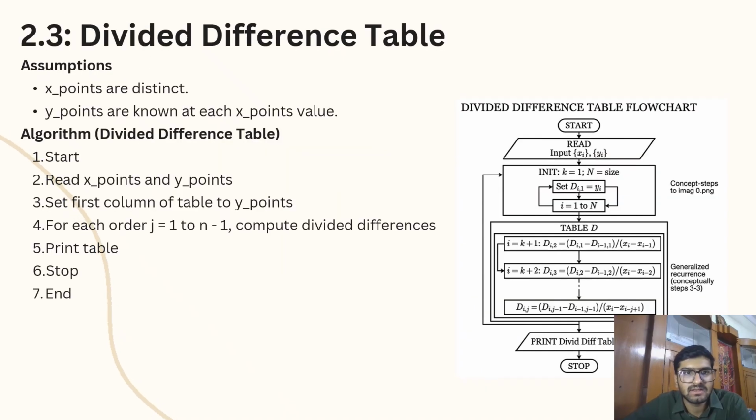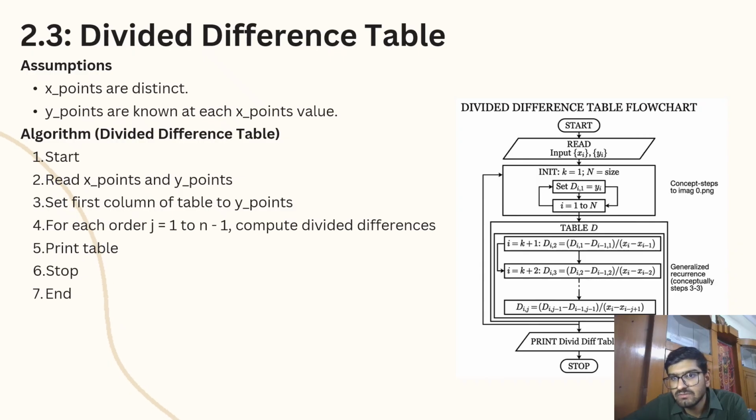The next, third method is the divided difference table. In this, we are assuming x points are distinct, y points are known at each x point value. The algorithm starts with we read the values of x point and y point, set the first column of the table to y points, for each order j equals 1 to n minus 1 compute the divided difference using the formula, and then we print the table, and here is the algorithm.